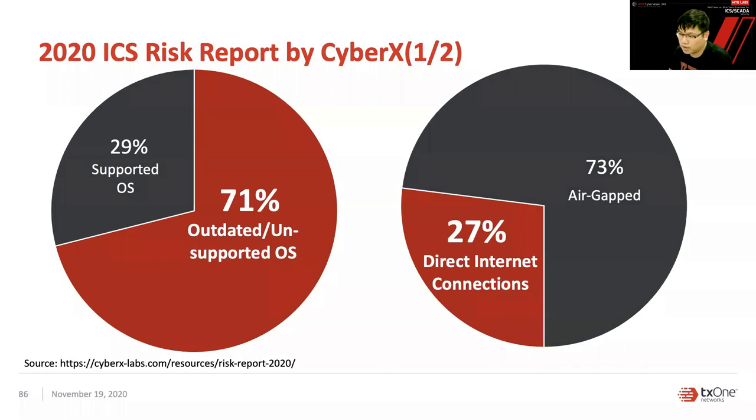Okay, but you may be curious about the ICS environment. Is it safe, is it secure or not? According to a report by CyberX in 2020, they surveyed over 800 production networks to do this analysis, and they found that over 71% of environments still use outdated or unsupported OS like Windows XP or Windows 7, and 27% have a direct connection to the internet.